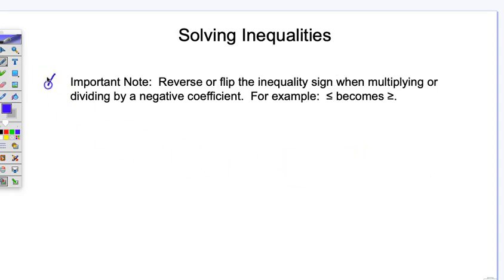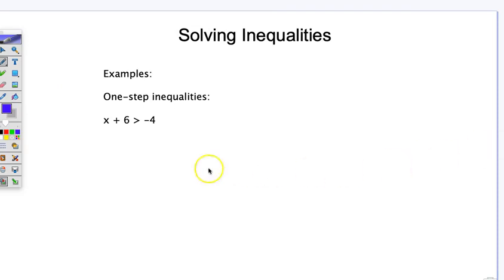There is one important rule that we must always keep in mind. Whenever we are dividing or multiplying by a negative coefficient, you need to reverse or flip the inequality sign. So for example, if we have a less than or equal to symbol in the original inequality, and we divide or multiply by a negative number, we will reverse or flip the inequality sign. So let's take a look at some examples.